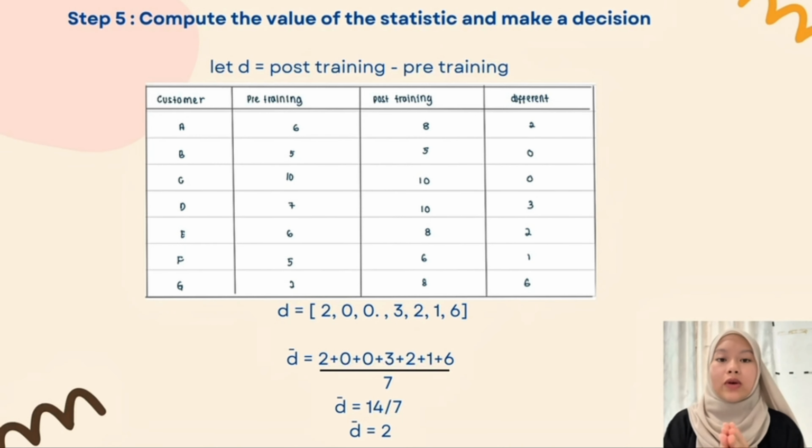Step 5. Compute the value of the statistic and make a decision. Let d equal post-training minus pre-training. From that we get the differences, which I already showed in the table: 2, 0, 0, 3, 2, 1, 6. So we must use d bar. What is d bar? D bar is the mean of the differences between the paired values. So we add 2 plus 0 plus 0 plus 3 plus 2 plus 1 plus 6, divide by 7, and we get d bar equal to 2.